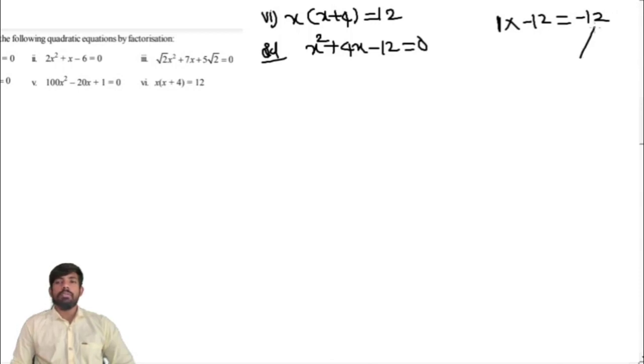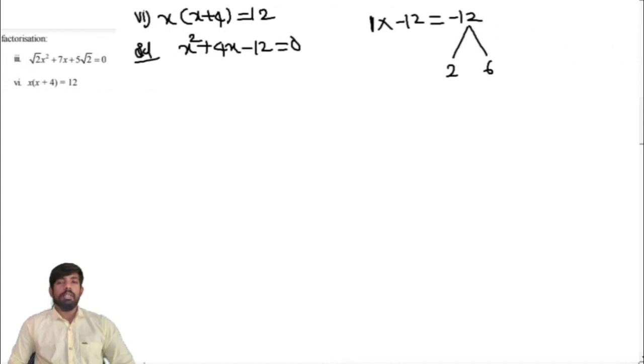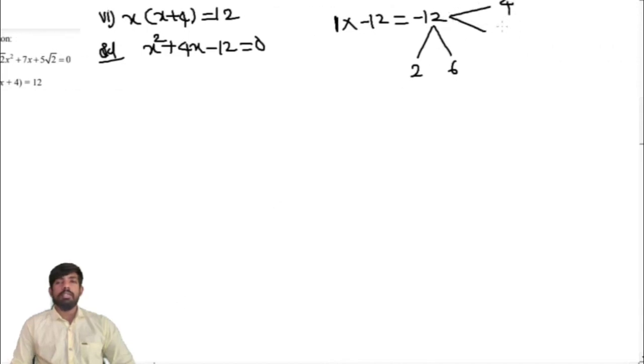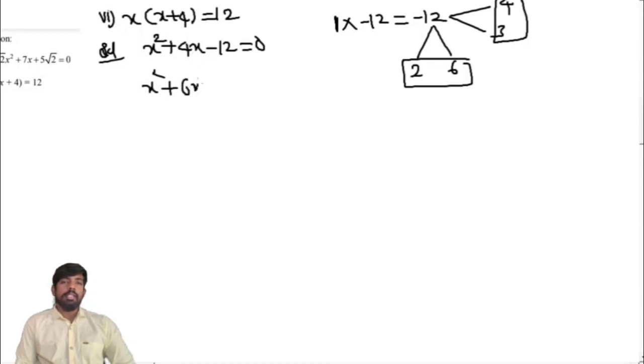So 4 3s are 12, 2 6s are 12, right? 2 6s are 12, or else 4 3s are 12. But if I add together or subtract together, can I get the middle term? No, that is the reason why we are not considering 4 and 3. If I subtract 6 minus 2, I can get the middle term. That's the reason I am considering 6 and 2. So x square plus 6x minus 2x minus 12 is equal to 0.